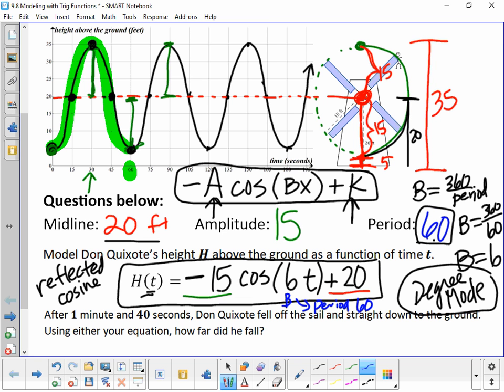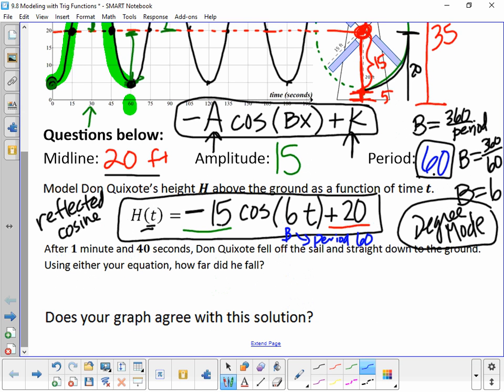Now let's read this last part. It says, after a minute and 40 seconds, Don Quixote falls off the sail straight down to the ground. Using your equation, how far did he fall? Well, our equation is in terms of time, negative 15 times the cosine of 6 times the time plus 20. So if we want to calculate his height, we need to know what time we're calculating that height. Our time is a minute and 40 seconds. 1 minute is 60 seconds, so our time is going to be 100 seconds.